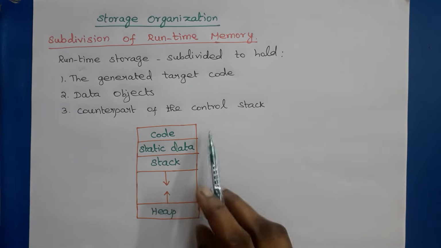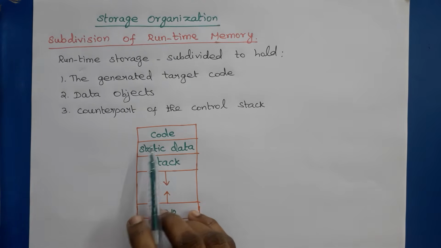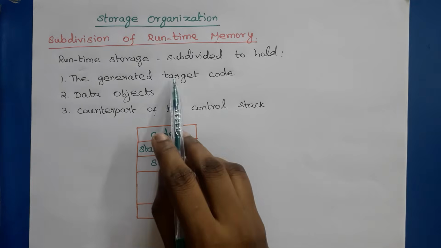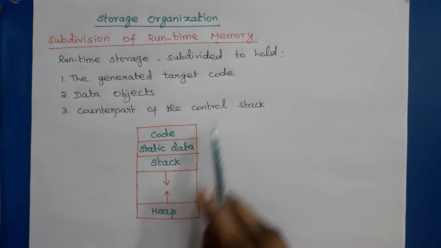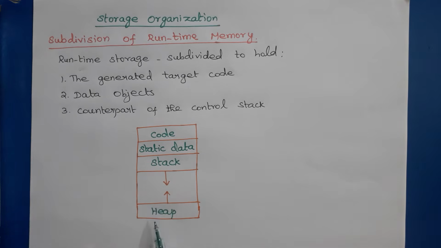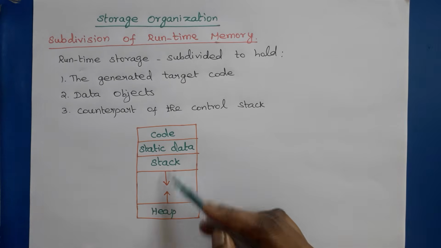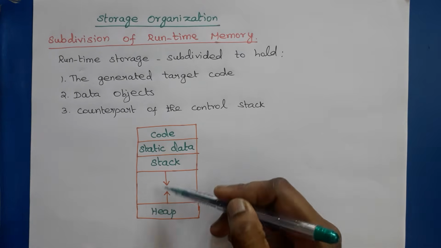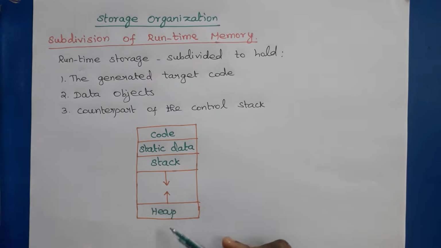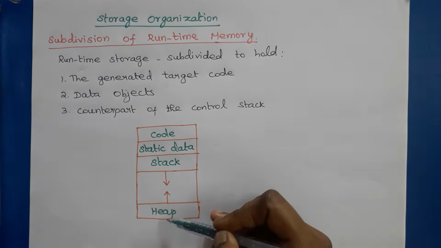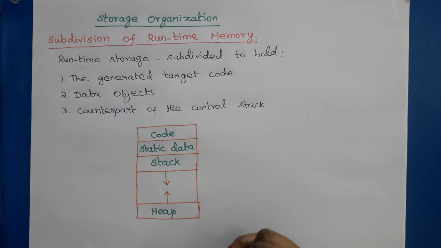Okay, so the runtime memory is subdivided into code, where the generated target code will be stored, then static data, where data objects will be stored, then stack, where control stack information will be stored, then all other information will be stored in heap. These two, their sizes can be changed during the runtime, so they are placed at the opposite ends and they can grow towards each other.